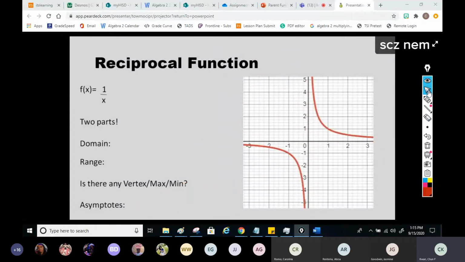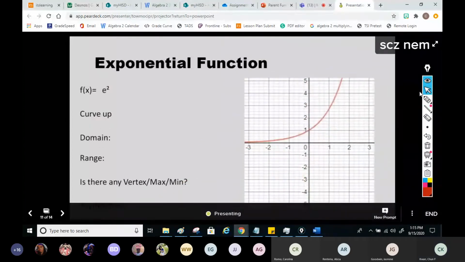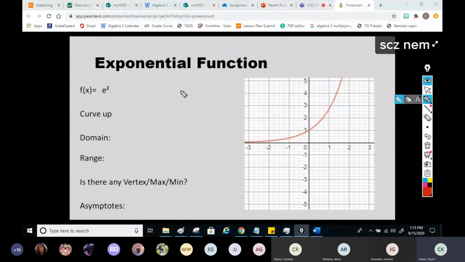Okay, so moving on to the next part. All right, so the next one is going to be an exponential function. For the exponential function, the equation right here, I put it wrong, so don't worry about it. The actual equation is a to the power of x, like this.